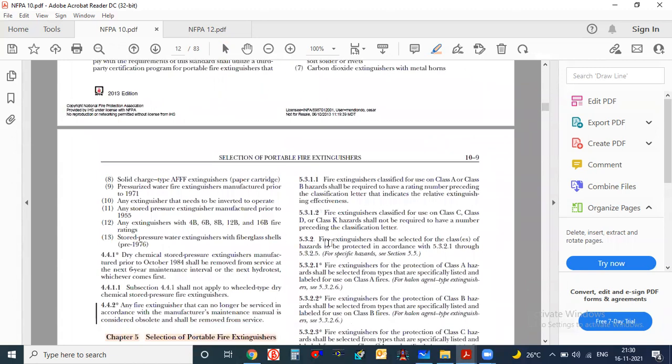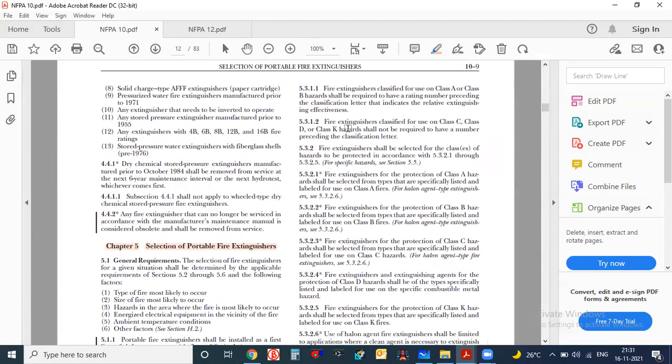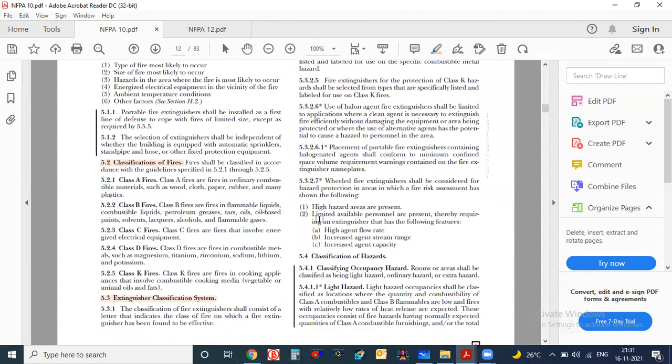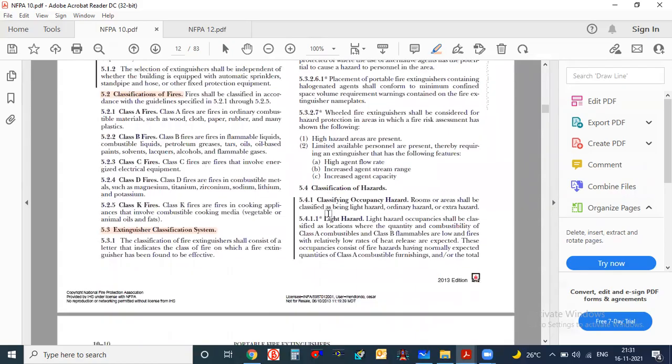Here they have given that fire extinguishers classified for use on class A shall be required to have a rating number. So they have given certain rating numbers like 5A, 5B. If you check any fire extinguisher, you will find those. This clause they have given here, and I think they have also given one table.